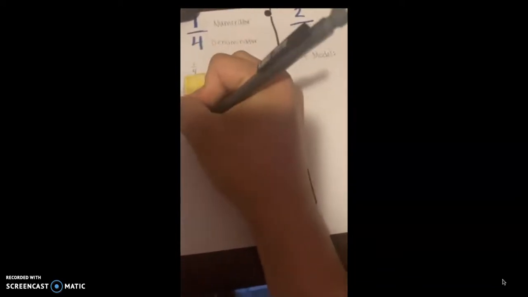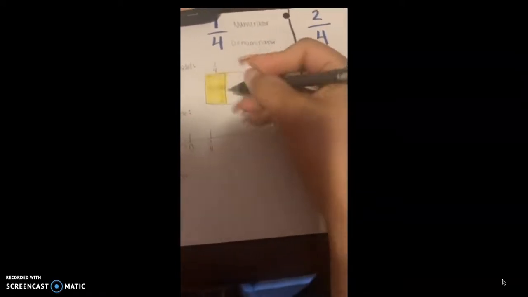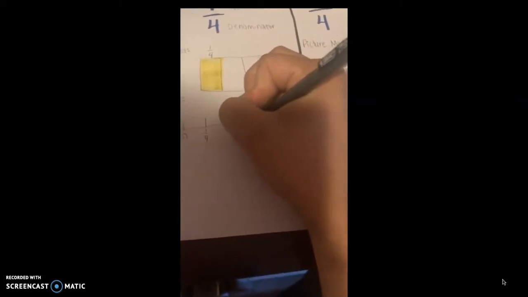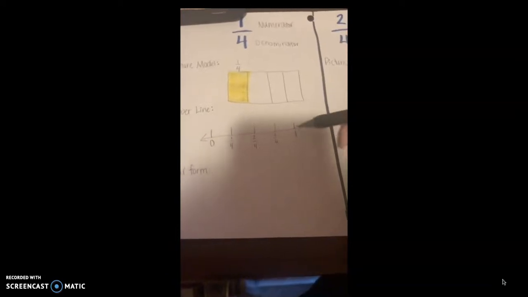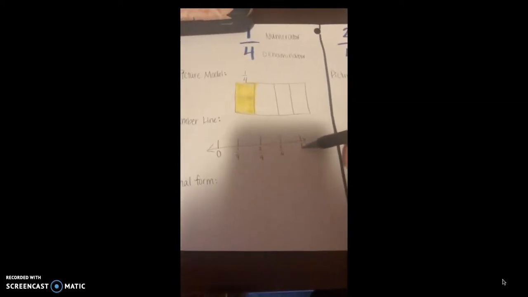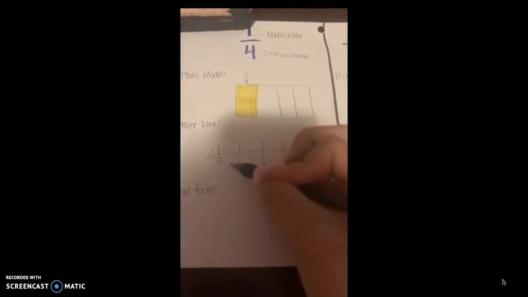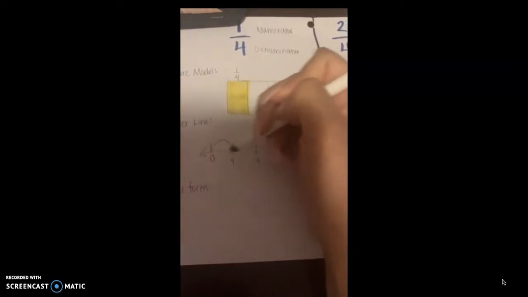So 1 jump would be 1/4. If I make another jump, it would be 2/4. If I make a third jump, it would be 3/4. And lastly, my 4th jump, I would get into the 1. And I'm going to explain a little bit more about the 1 whole and 4/4 when we get to that fraction. So in this number line, if I make 1 jump and stop right there, this would represent the 1/4.